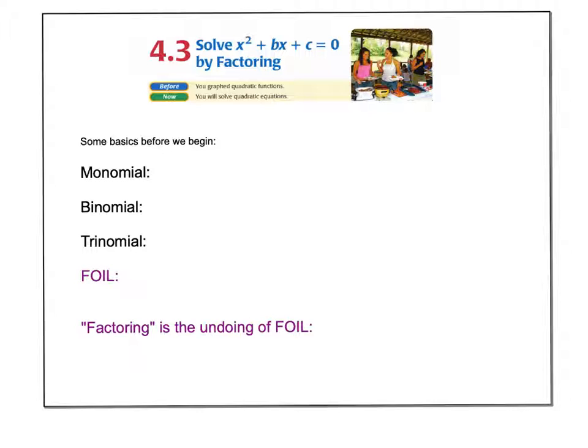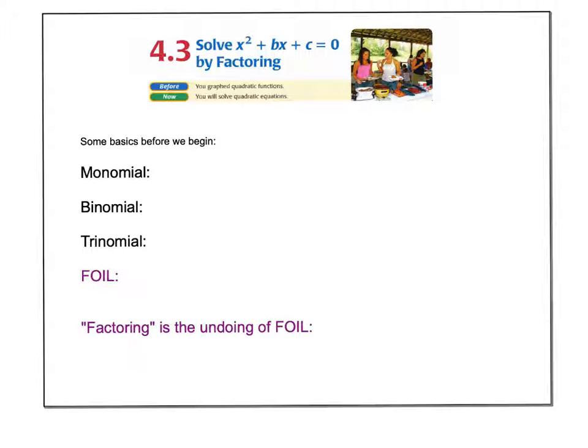Up till now, all we've done is graph them. So we need to go through some vocabulary before we begin. And the vocabulary words you see here are all somewhat related. They have words in front like mono, bi, and tri. These are words that you've dealt with before. Mono means one, bi means two, and tri means three.